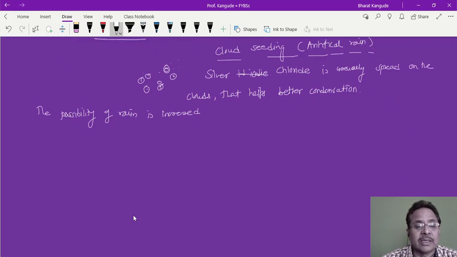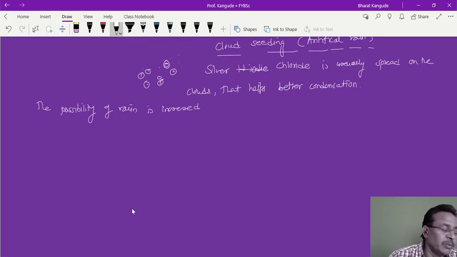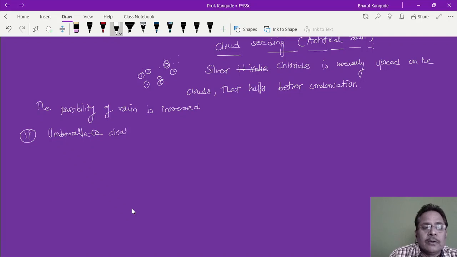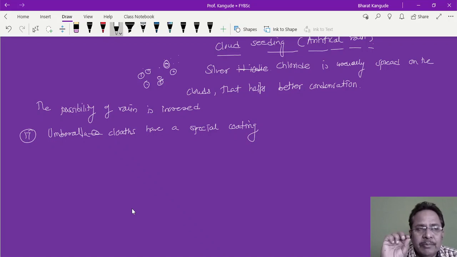Okay, 2-3 minutes I'll take for the last 1 or 2 examples, then we'll stop here. Then 17, we have all used umbrellas. Umbrella cloth has a special coating. On the surface of each umbrella, the cloth you use has a particular type of coating, and this coating helps so that the water drop doesn't stick to that surface. If it sticks, the cloth will become wet, and there is a chance that you will get wet because of the rain.